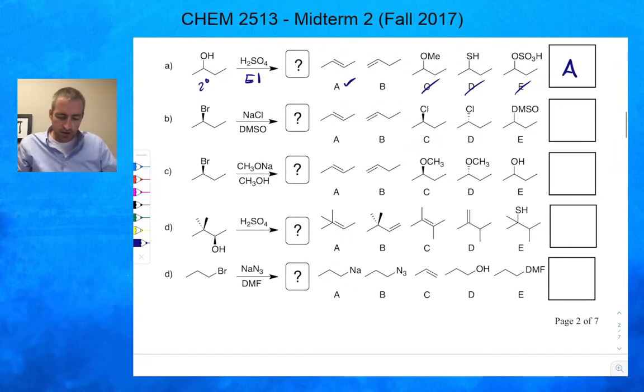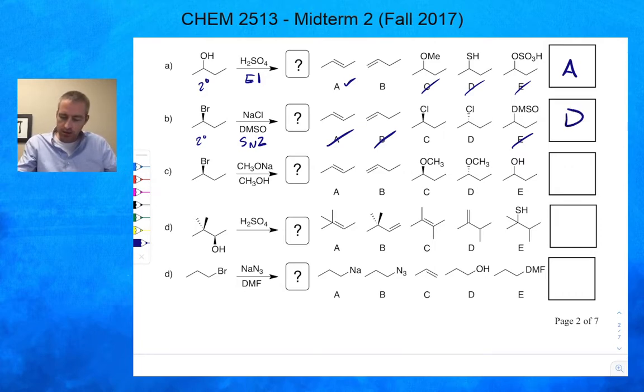Next, we have a secondary alkyl halide reacting with sodium chloride and DMSO. Sodium chloride is a strong nucleophile, and DMSO is a perfect solvent for SN2. So this is going to be a substitution, not an elimination, so A and B are out. E doesn't really make any sense, so we're between C and D, and because this is SN2, SN2 undergoes inversion, so the chloride will be going back if the leaving group bromine is coming in front. So D is going to be the correct answer here.